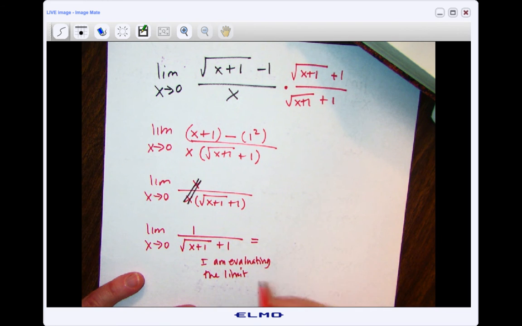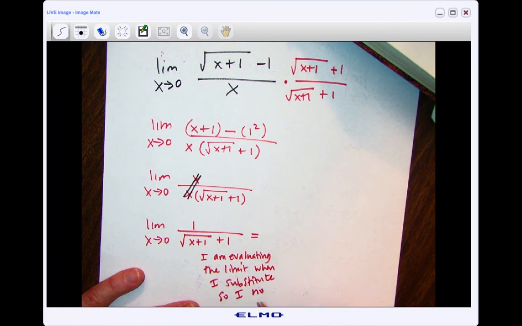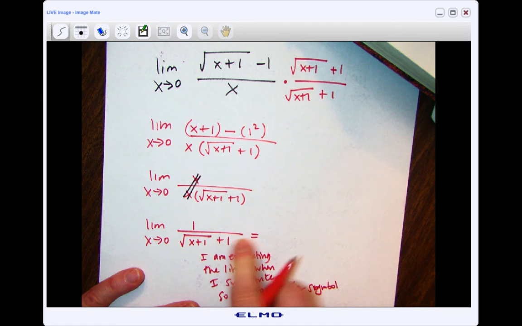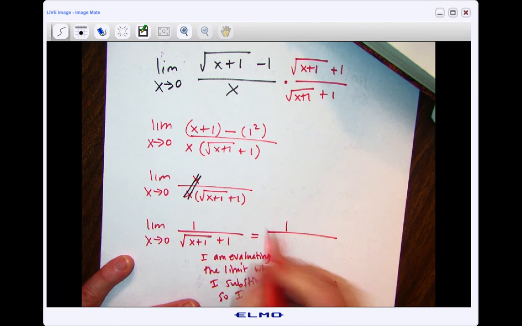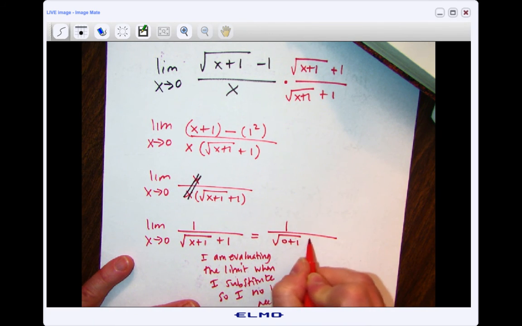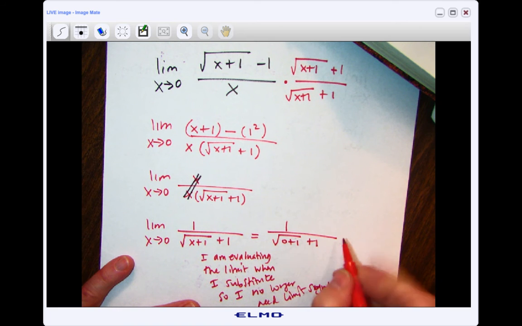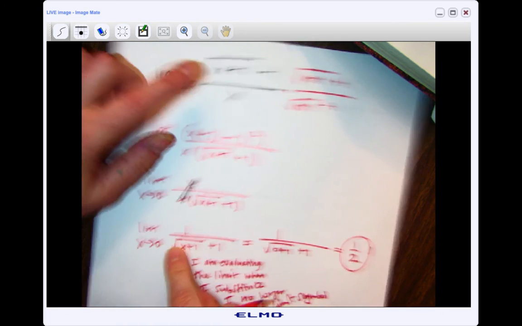So I am evaluating the limit when I substitute. So I no longer need the limit symbol, but I needed it everywhere up until now. Okay, so when I put in the 0, I'm going to get the square root of 0 plus 1 plus 1. So the square root of 1 is 1. So this is 1 over 2. That's the limit of this guy.